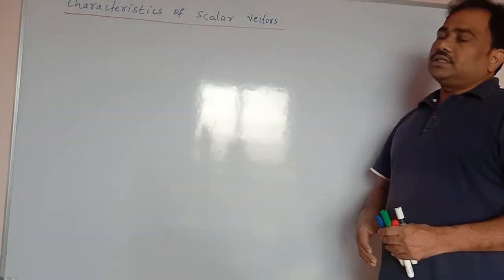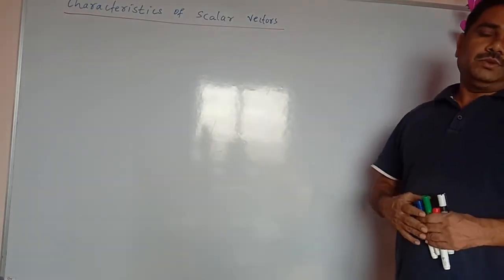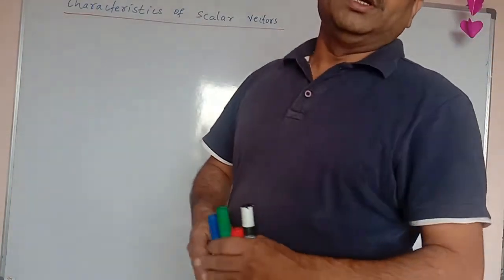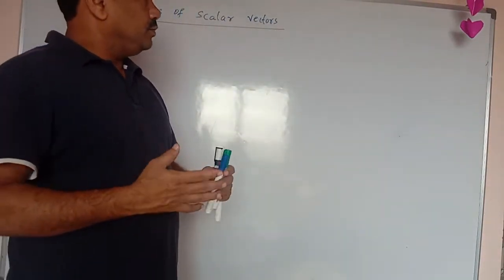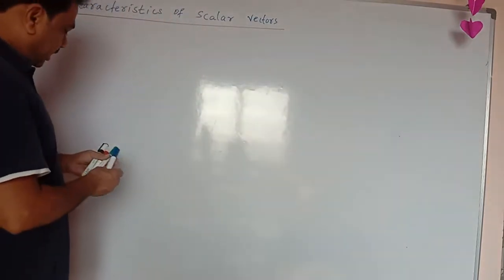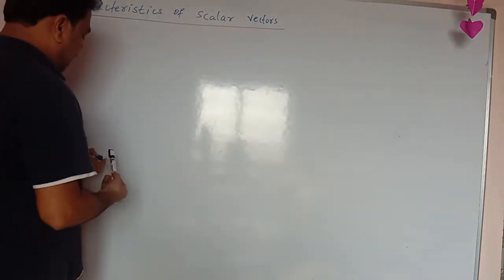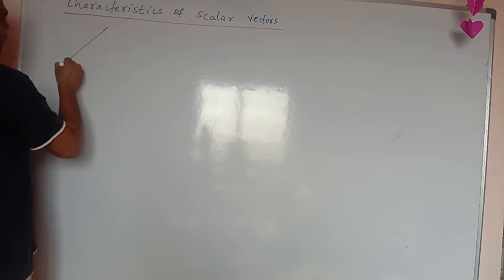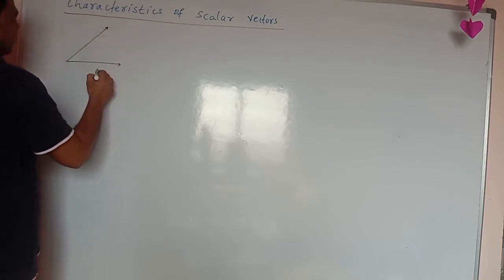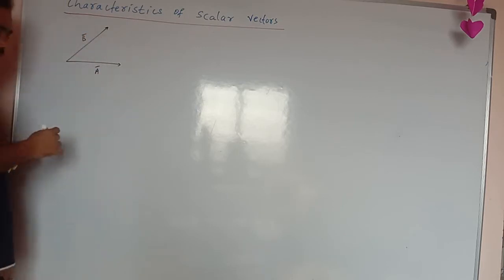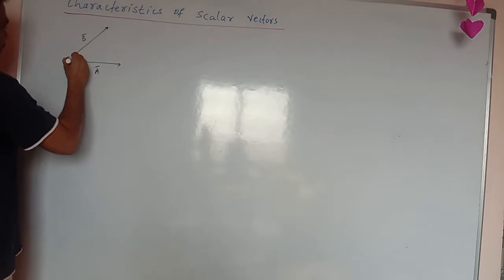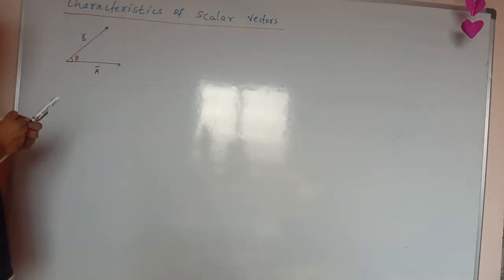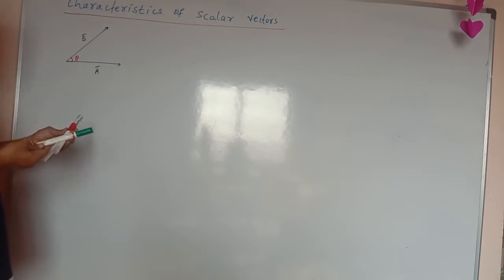Today we are going to discuss the characteristics of scalar products. We have already seen what a scalar product means. How can we define it if two vectors are given to us? Suppose the two vectors are vector A and vector B, and the angle of inclination between them is theta. So what about its scalar product, or we can say dot product?